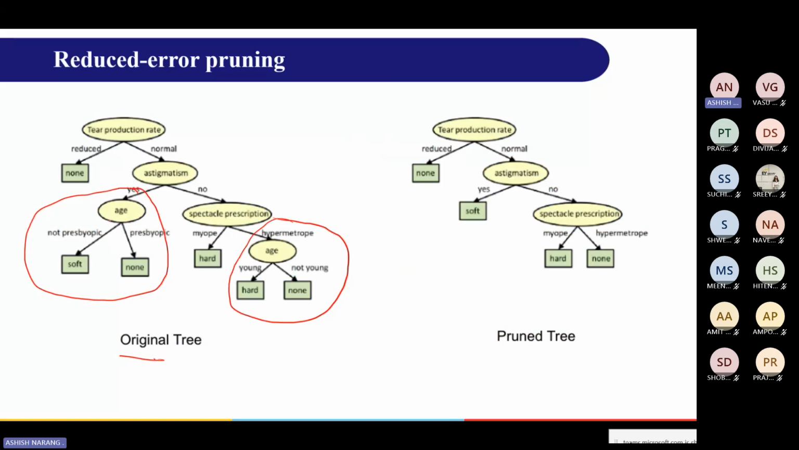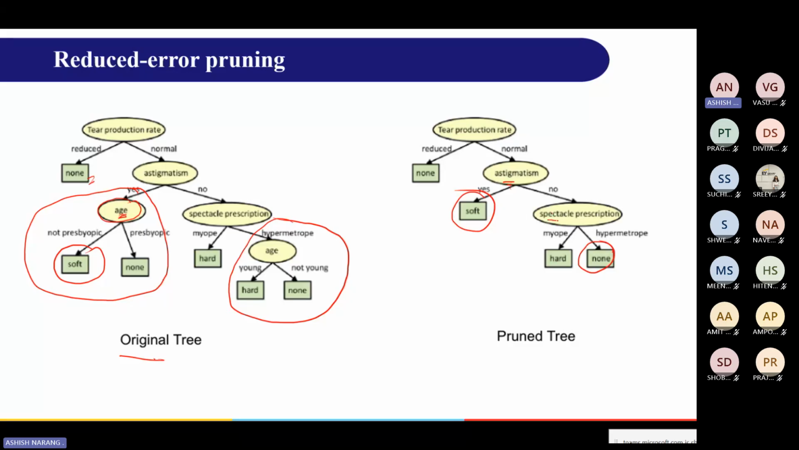So I have age only, whatever the attribute test we are doing. This particular thing, we are not testing it, because most of my records are classified as soft. So these are the leaf nodes: soft, none, hard. So I am simply saying it is soft. If you look at this, most of my records belong to none.